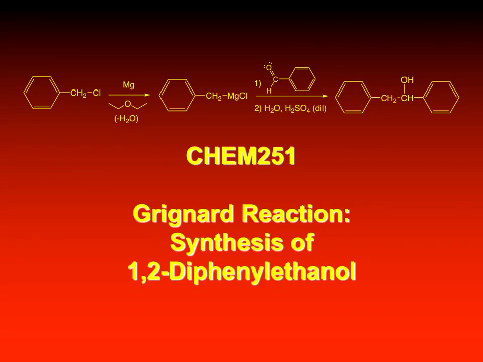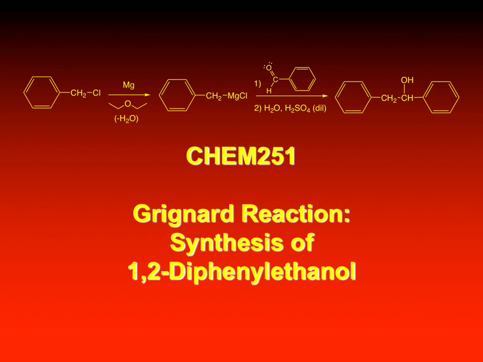In this laboratory exercise, we're going to do the Grignard reaction. The Grignard reaction is based on starting with an alkyl halide or some kind of halide. It's actually a very flexible reaction. Reacting it with magnesium metal, the magnesium inserts itself between the carbon-halogen bond. So you get this alkyl magnesium halide. This is the Grignard reagent.